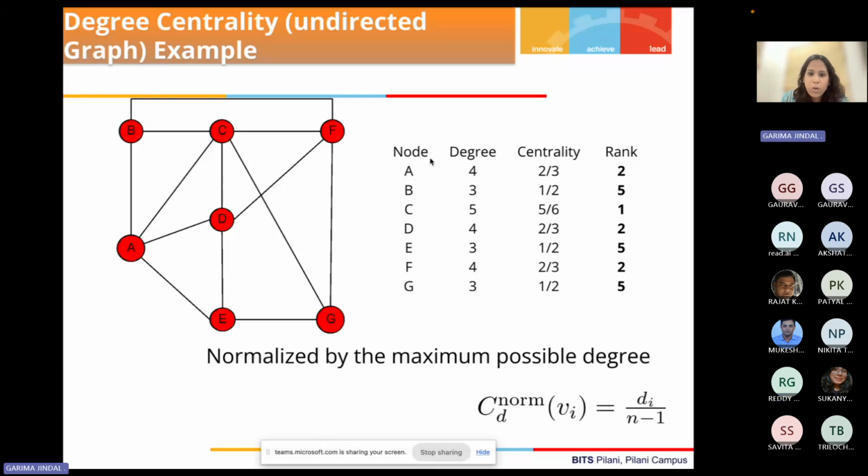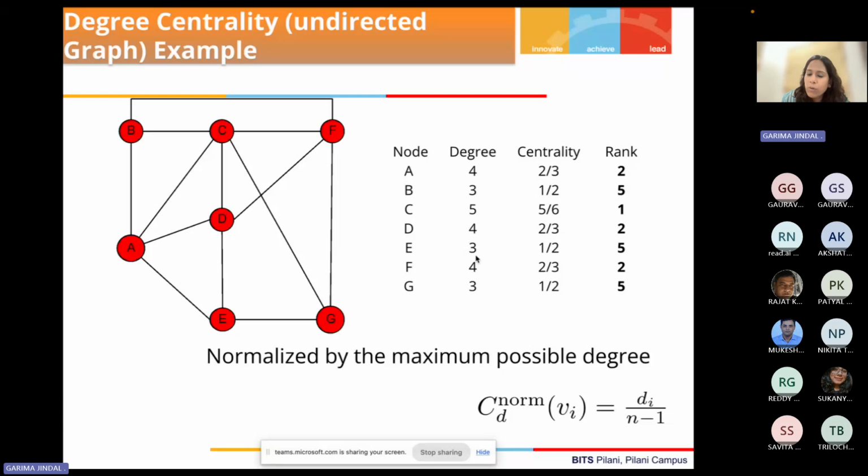Okay, sure. Here we have all the nodes, and for each node we have calculated the degree. For example, for A, we have degree 4: 1, 2, 3, 4. Similarly, for B, the degree is 3. Degree is the number of edges that are incident on a particular node.